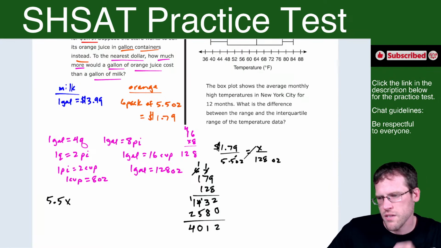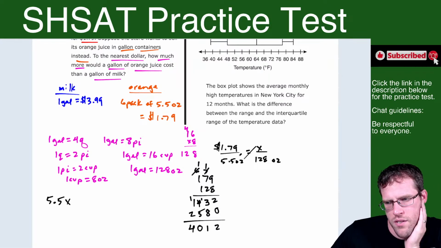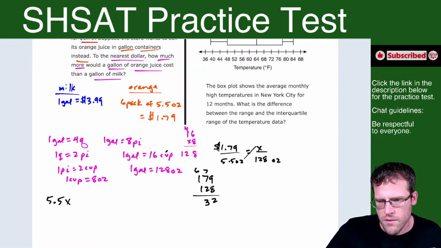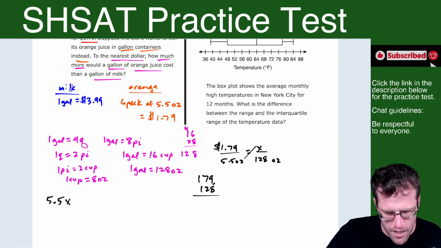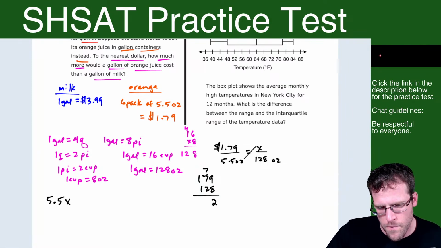Wait a minute. Why does that seem off? Because it should be more than 128, but 128 times 2 would be like 256. I blundered somewhere. Let me do that again. Sorry about that. What got thrown out of whack? Let's see. 8 times 9 is 72. Carry the 7. 56. 56 plus 7 is 63.